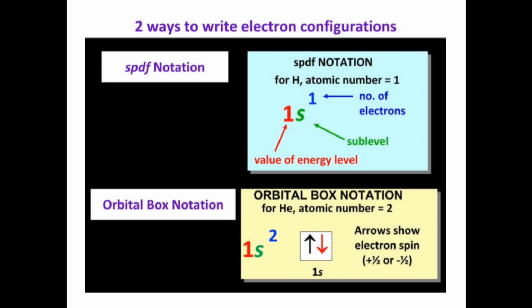In the orbital box, we will use helium, whose atomic number is 2. The orbital box will show us how they are being arranged. You have the energy level, the sublevel, and the number of electrons. But in addition to this information, the orbital box will also show us how they spin. One is going up and the other is going down. So these are two major ways to write electron configuration.